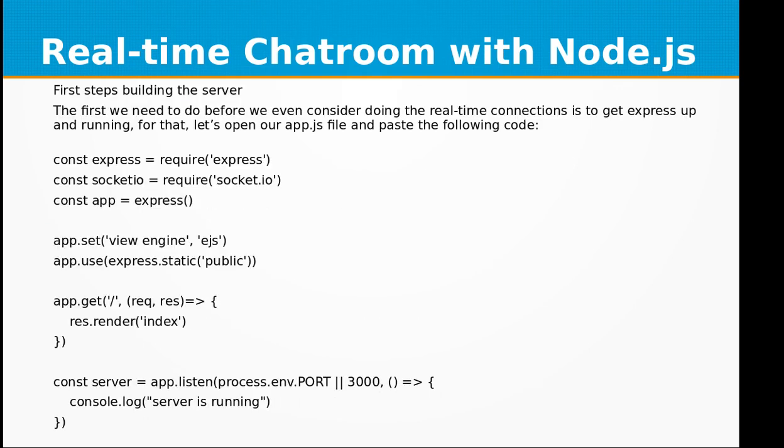Okay, first step, building the server. The first thing we need to do before we even consider doing the real-time connections is to get Express up and running. For that, let's open our app.js file and paste the following code.